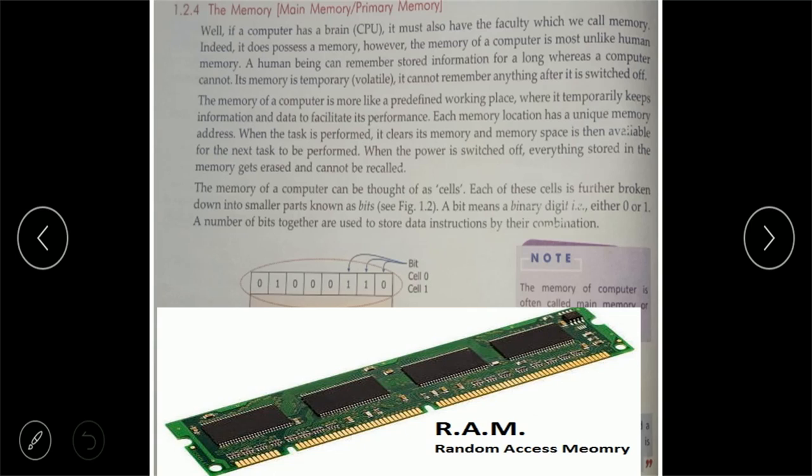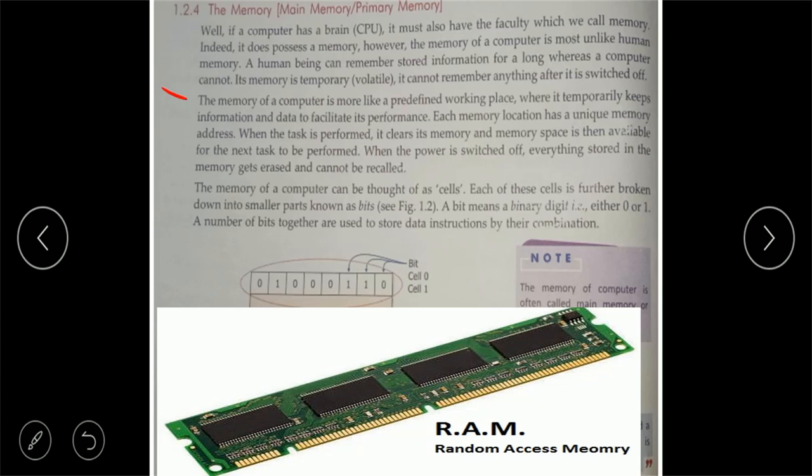Let us see, the memory of a computer is more like a predefined working place where it temporarily keeps information and data to facilitate its performance. The main memory holds the data temporarily, that is not for a long time, only for the processing time to the producing output time. If you want to save the data for a longer time, then you have to use secondary memory, not the primary memory.